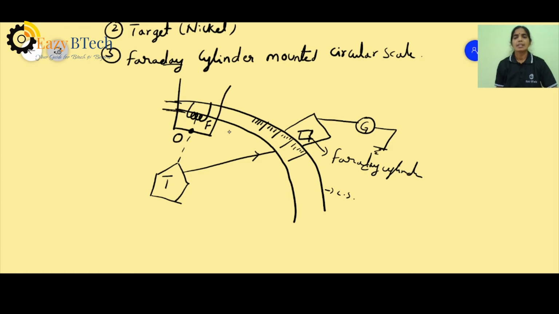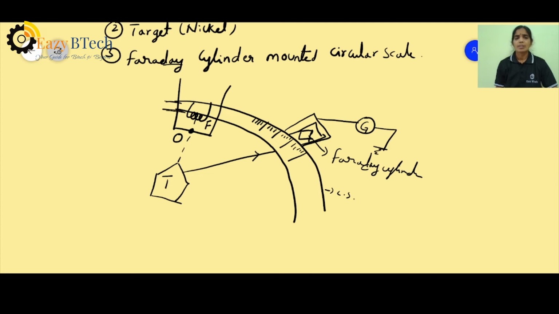This Faraday cylinder is in turn connected to a deflection galvanometer to measure the angle of deflection. Another important thing we need to acknowledge is that this Faraday cylinder is provided with insulation from inside. This insulation helps it to collect only fast moving electrons. To collect only fast moving electrons, we provide insulation for this Faraday cylinder.